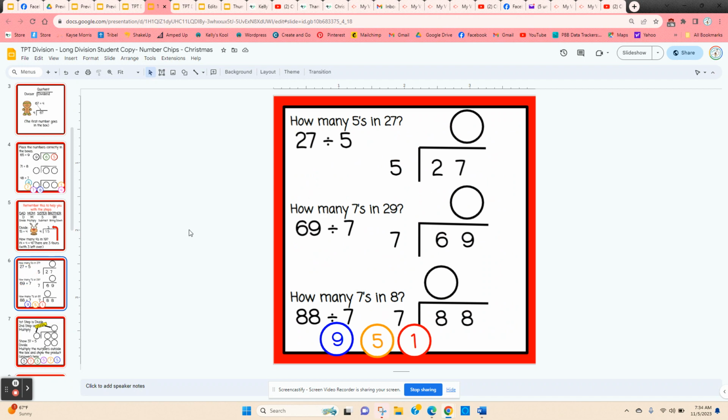So the next step is just division. So they're going to do division on each of these 3 problems. There are only 3 choices, so it's not difficult. 5 goes into 27 5 times, even though there's some left over. It won't go in 6 times. 5 is the most. 7 will go into 69 9 times with some left over. And 7 goes into 8 1 time.